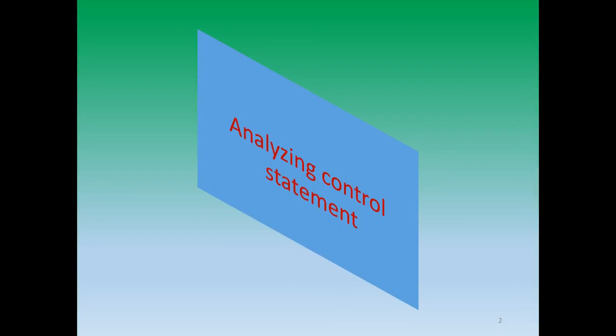Today we are going to learn the second part of unit number 2 of analysis of algorithms, in which we study analyzing the control statement. What is the use of analyzing the control statement? By analyzing the control statement, we identify how much time is taken for the execution of code.